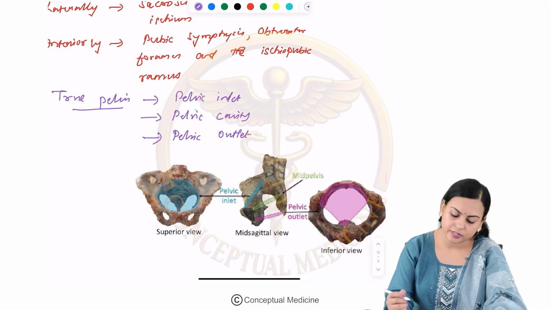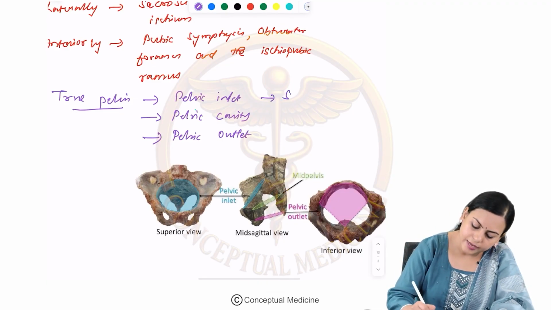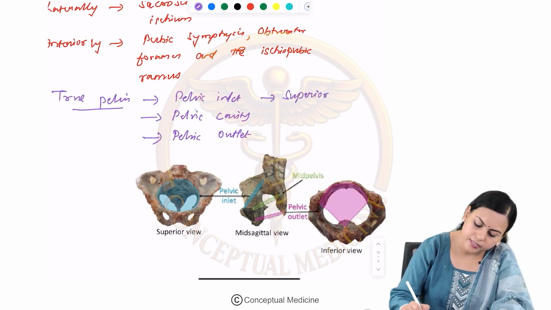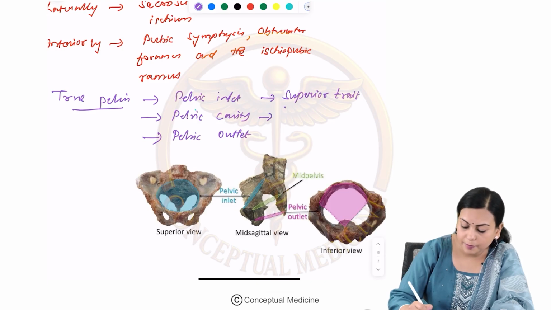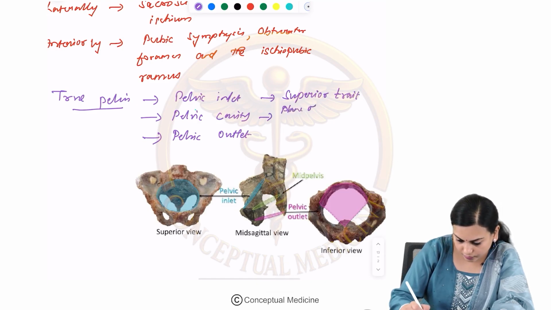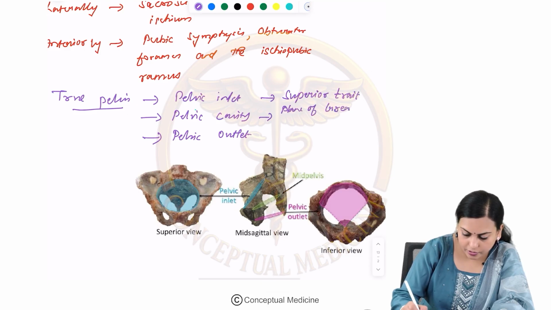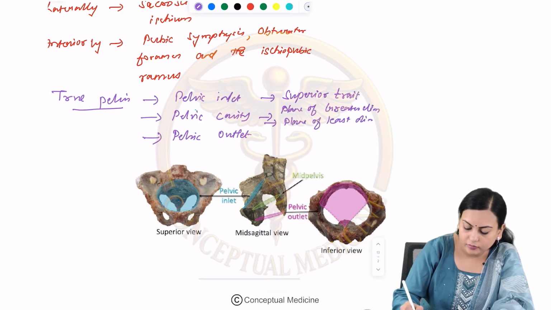There are 4 dimensions here. The dimension of the superior inlet can be said as superior strait. In the pelvic cavity we have 2 dimensions, namely the plane of greatest dimensions and the plane of least dimensions. Here the plane of pelvic outlet is known as inferior strait.